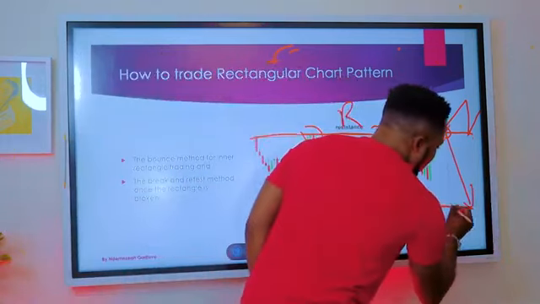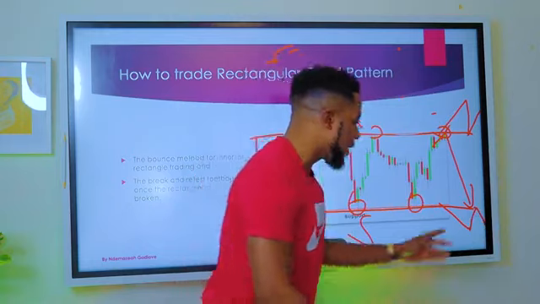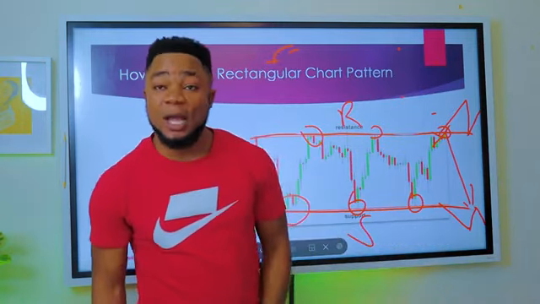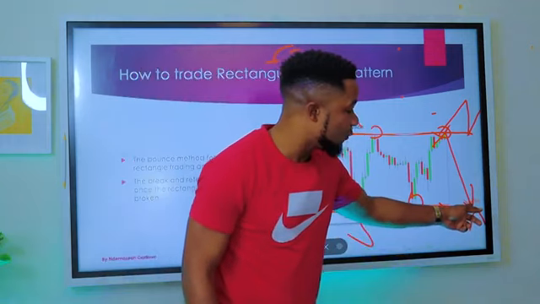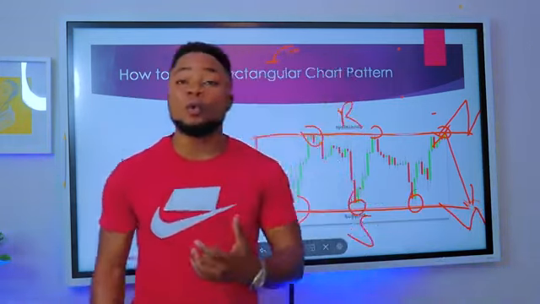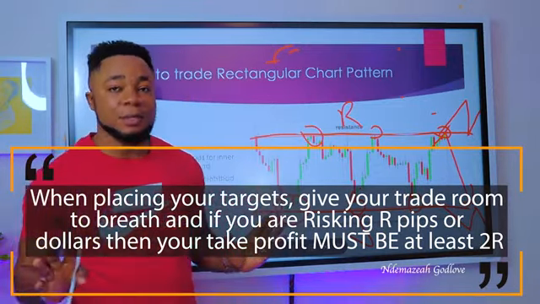And if the market is broken down here, I'll wait for the market to come back and retest my support. Once the market comes back and retests my support, that is where I will sell. And once I sell there, my stop loss will go above that area, and my take profit will be 2x arrow. So if you are risking 20 pips, your take profit must be 40 pips.